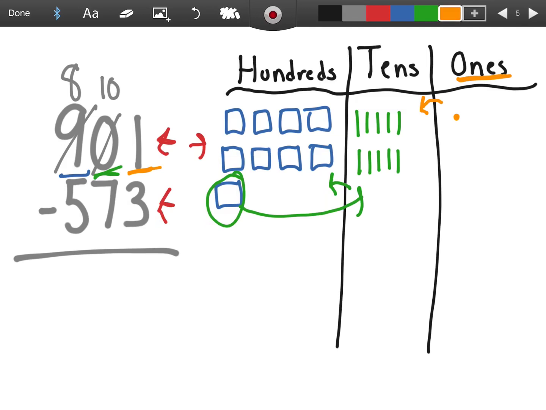So again, we're going to start back in the ones. We have to borrow from the tens place, so we're going to go ahead and cross out the 10. The 10 then becomes a 9, and we move these on over here. Making us have 11 ones. We had 1 and we added 10.